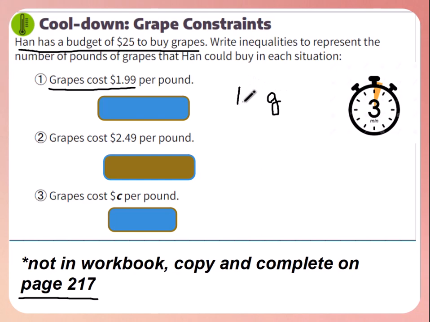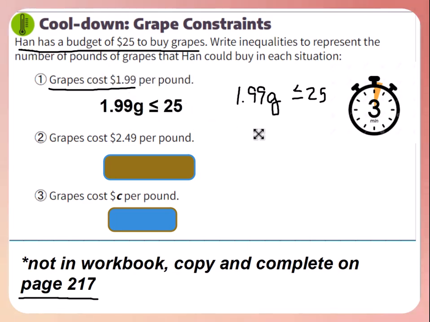So $1.99 times G has to be, what is the budget? Think about the budget. Not equal to 25. It could be equal to 25, right on the money. But it also could be less than 25. So less than or equal to 25. Let's see if we got that right. All right, looks like we got it right.